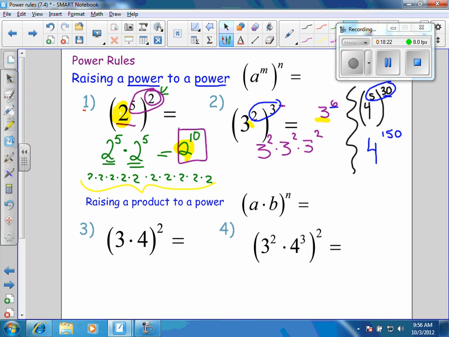Okay, so what's the shortcut? What's the rule? How do we complete the rule? What is it, Cameron? So how would you write the rule? Can you figure out what to put here in terms of A, M, and N? How would you do that? I was going to say N.